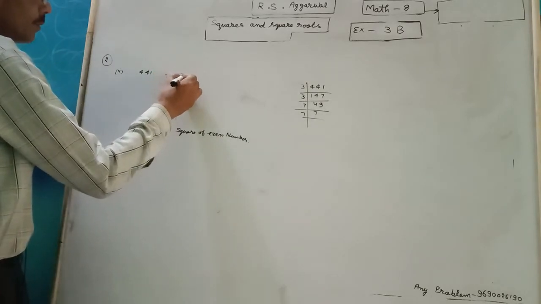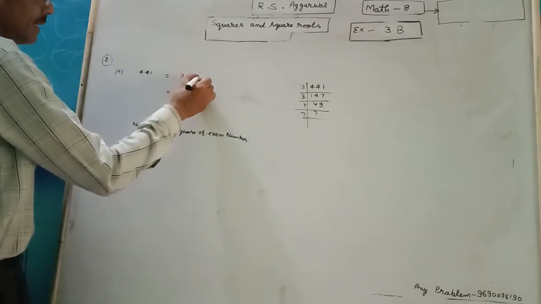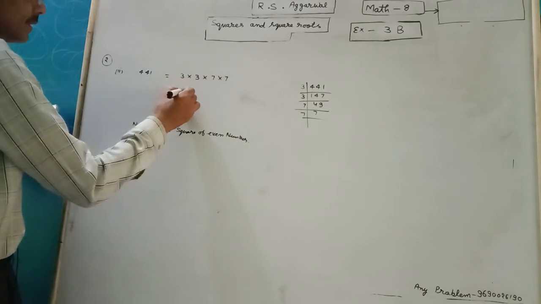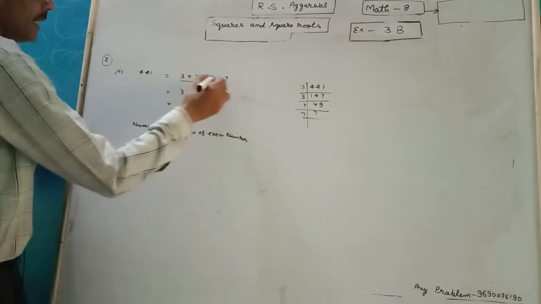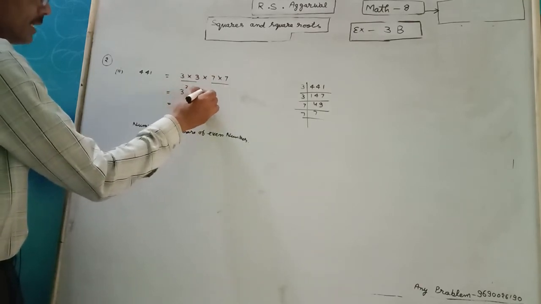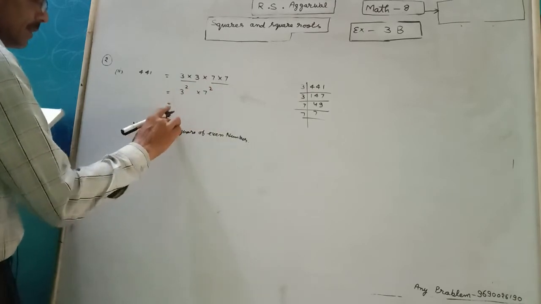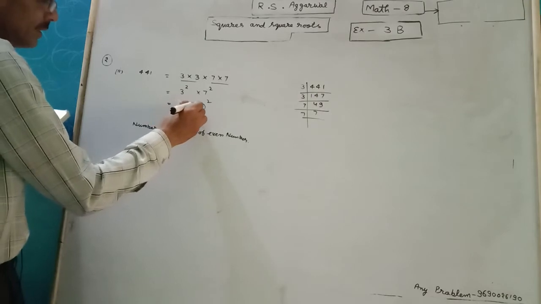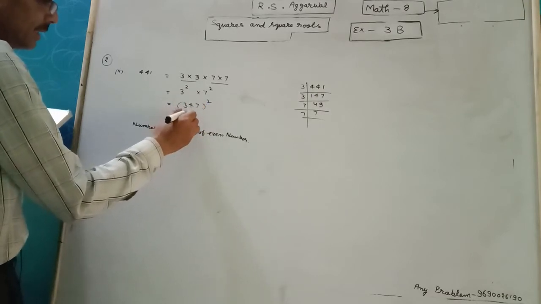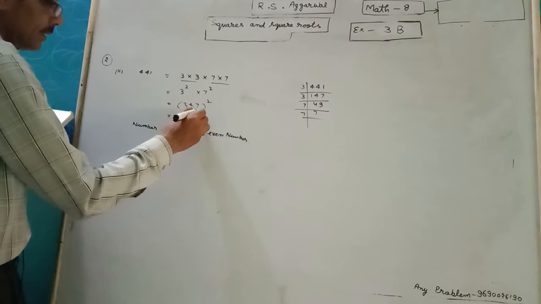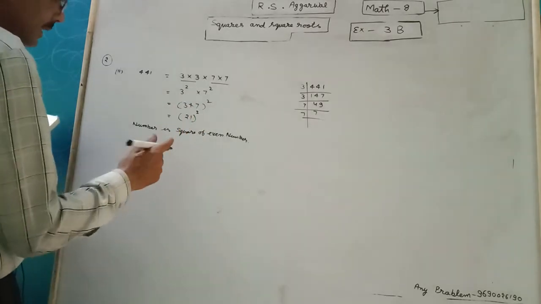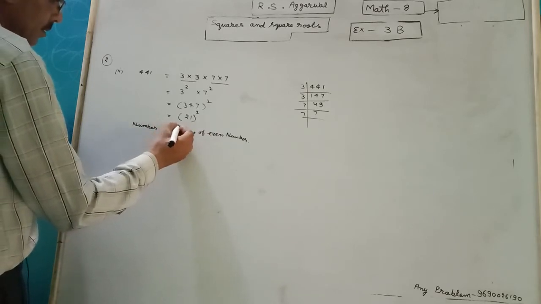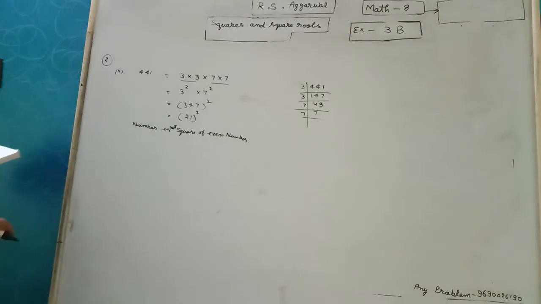Write the factor. 7 into 7. Make the pair. 3 square into 7 square. Write one bracket, 3 into 7. After multiply 7 3 ja 21 square. 21 is not even, odd number. So number is not square of even number.